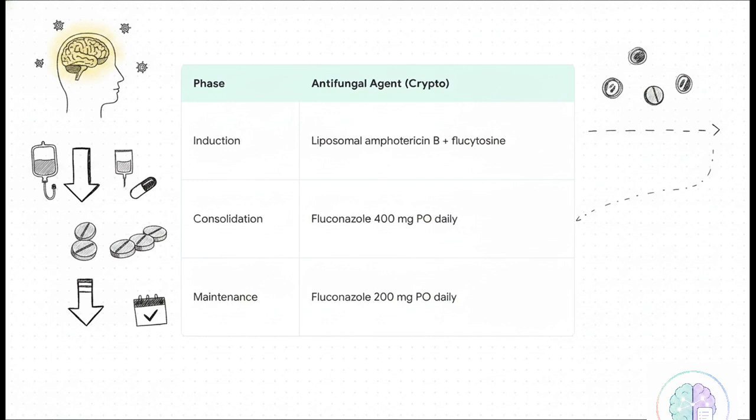Liposomal amphotericin B at 3 to 4 milligrams per kilogram IV daily, alongside oral flucytosine at 25 milligrams per kilogram 4 times a day. Then you move to the consolidation phase for a minimum of 8 weeks, using 400 milligrams of oral fluconazole daily. Finally, they step down to chronic maintenance, just 200 milligrams of oral fluconazole every day.